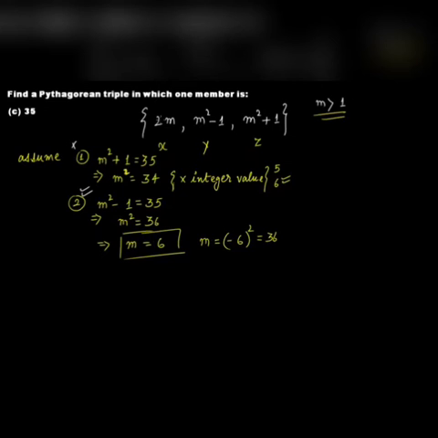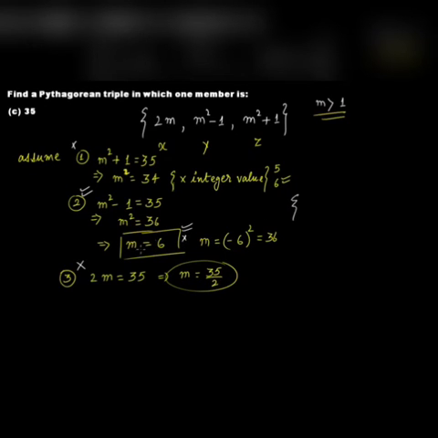But let's check for this one also, right? It's good to check for this one. So 2m is equal to 35. Again, if you divide both the LHS and the RHS by 2, you get 35 by 2. Of course, if you solve for this one, you'll not get an integer value for m. This means that this assumption is wrong. Which assumption is correct? This one, that is m is equal to 6.